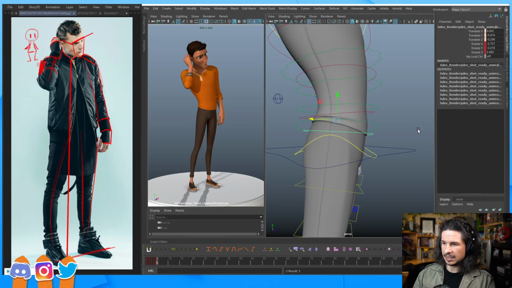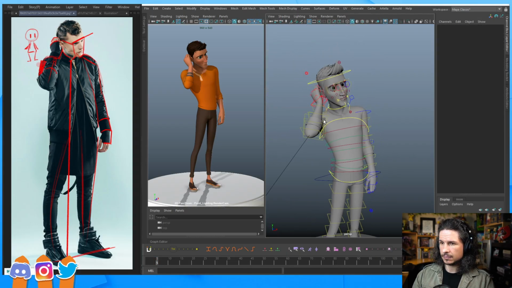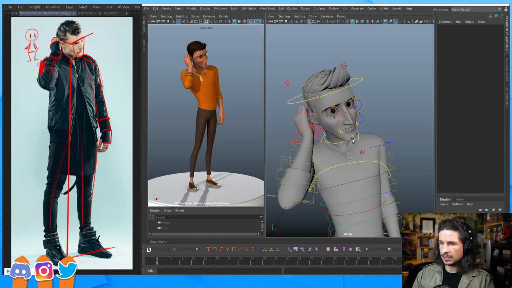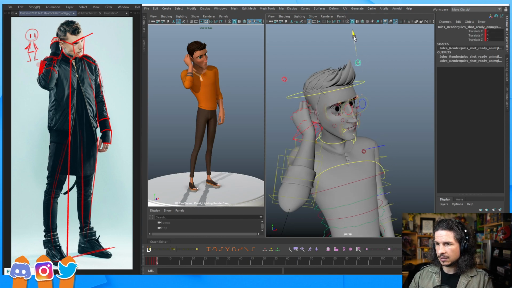Really get those hips to lead the action here. And then even the head has these scale controls, so if he's kind of frowning, without having to pose out the face, I can just squash the face a little bit so he feels a little bit more kind of intense.